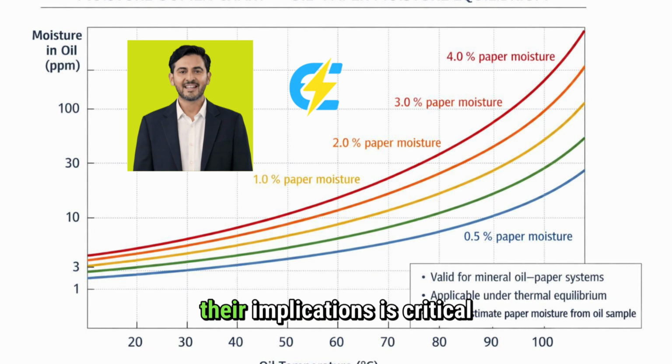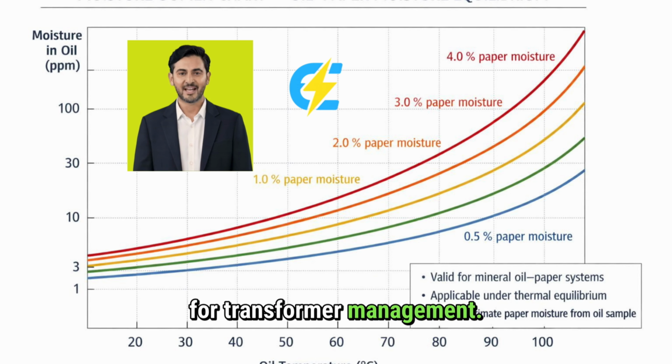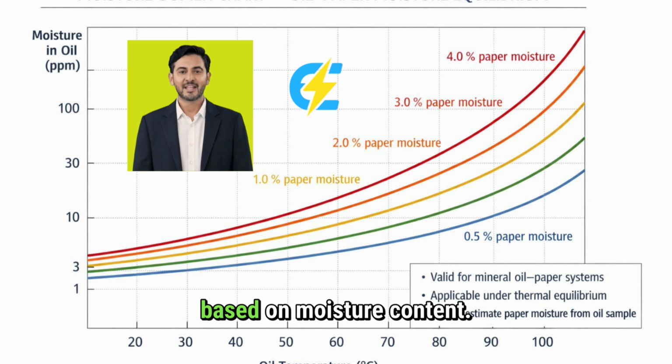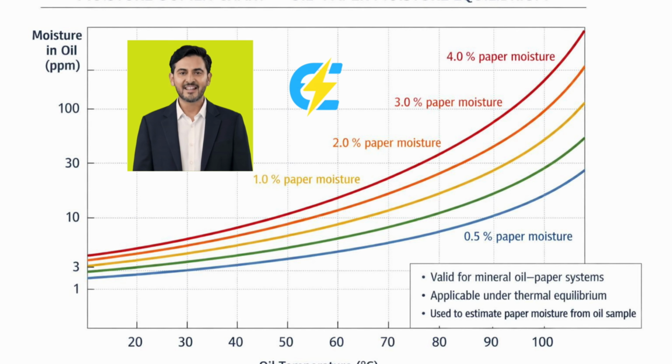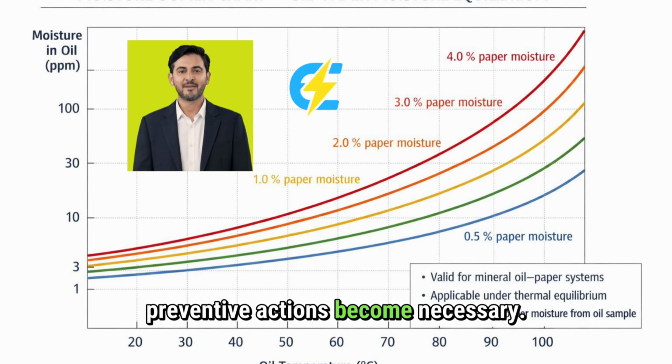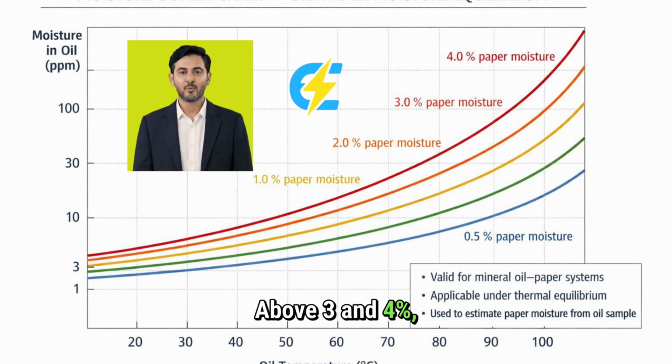Understanding moisture levels and their implications is critical for transformer management. Industry standards define clear categories for insulation health based on moisture content. Dry or healthy insulation contains moisture below 2%. This represents the ideal condition for maximum insulation life and reliability. Between 2 and 3% lies the caution zone, where increased monitoring and preventive actions become necessary. Above 3 to 4%, insulation enters the wet or dangerous category. At these levels, the risk of dielectric failure rises sharply.